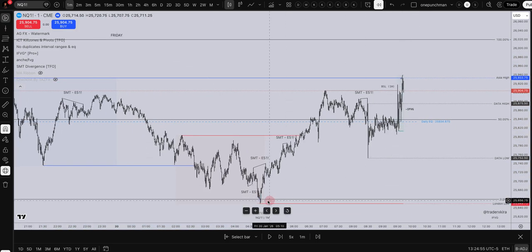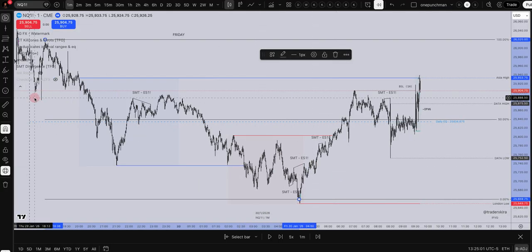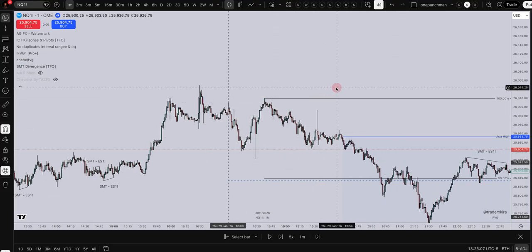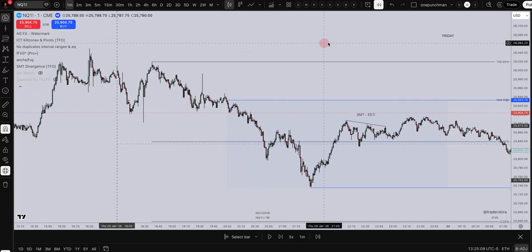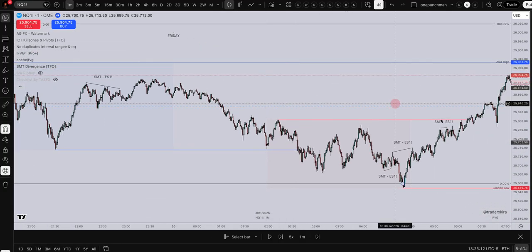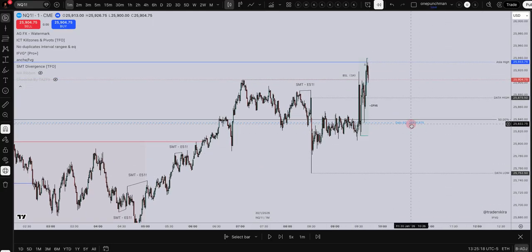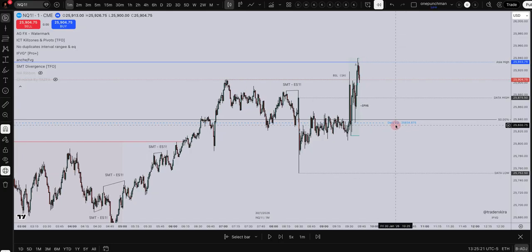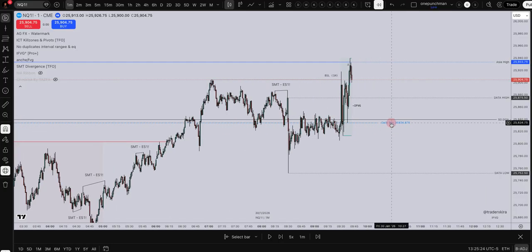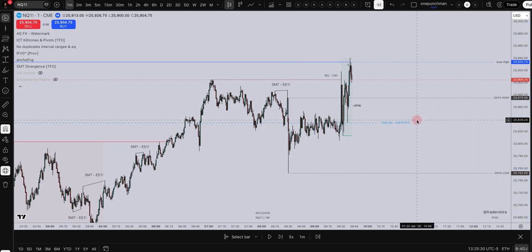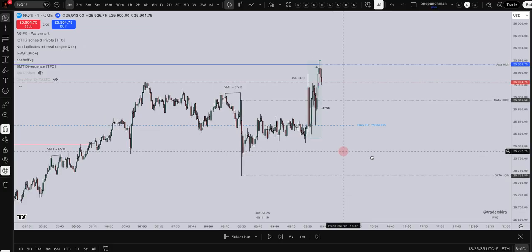Oh, it moved. There we go. Did I get the right one here? Let me just double check. Yep, looks good to me. Looks like there's a slight discrepancy, but nonetheless, that is the level right there, okay? And then that gives you your daily EQ. That's the more manual way. I like to use the indicator because it will move as price makes new highs and lows, which is really good.